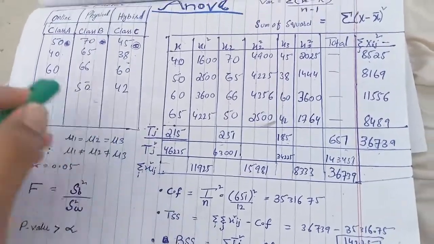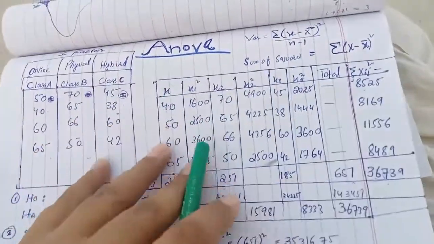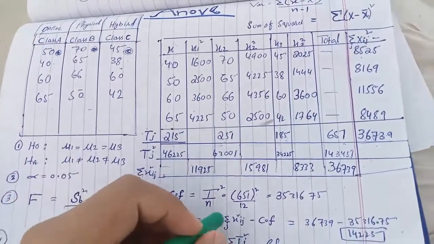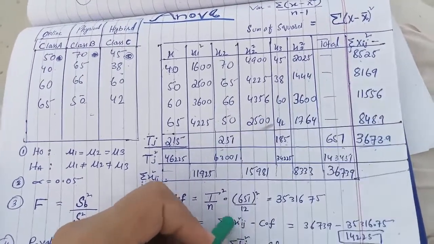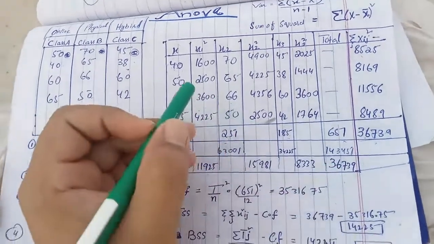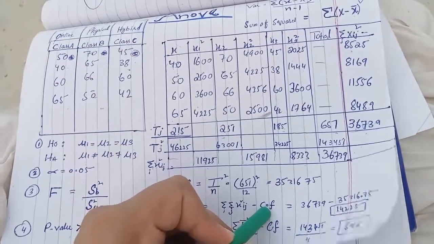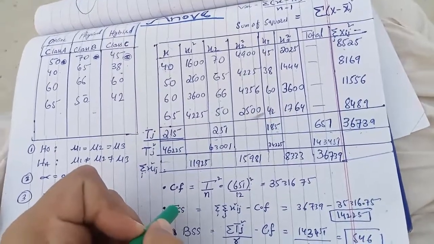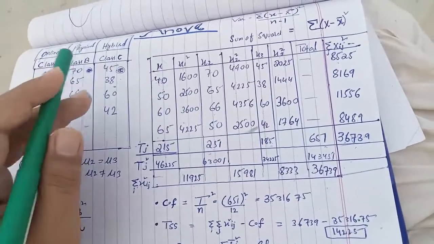Total sum of square means total variation in this. How will you calculate the total sum of square? With the help of this formula, double summation of x square ij. This is nothing but this value, right? It is nothing but this value. If we divide this with the correction factor, we will get this value, which is nothing but the total sum of square. And total sum of square means the variation happened in the total values.